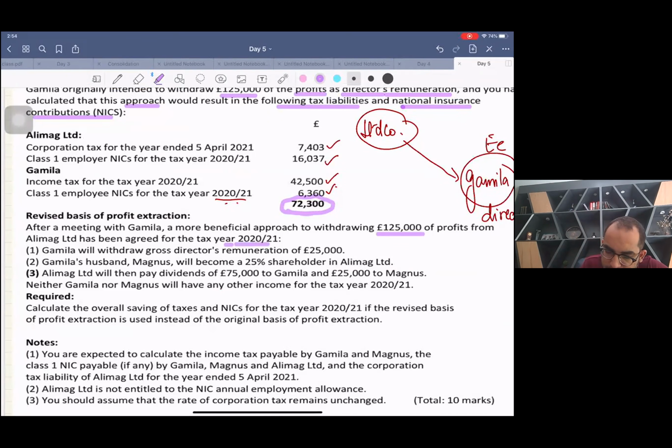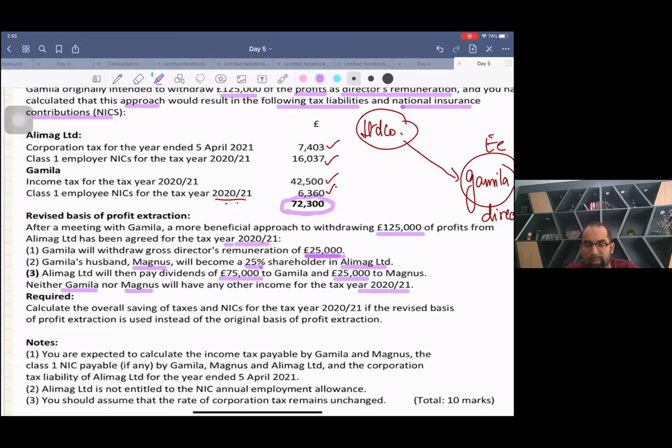How? See the plan. Gamila will withdraw gross director remuneration of only 25,000, not 125,000 salary. Now Gamila's husband, Magnus, will become a 25% shareholder in Alimag Limited. Alimag Limited will then pay dividends of 75,000 to Gamila and 25,000 to Magnus. So now both husband and wife will receive some dividend income.